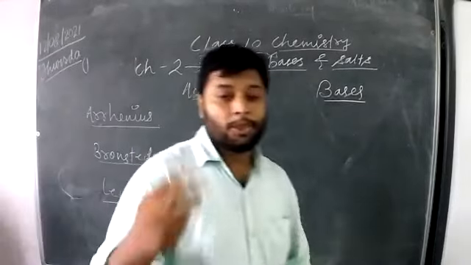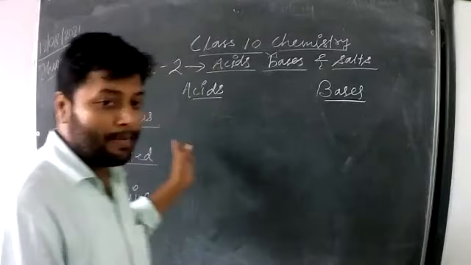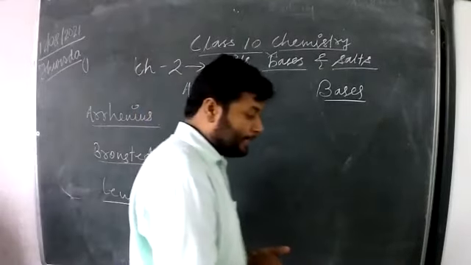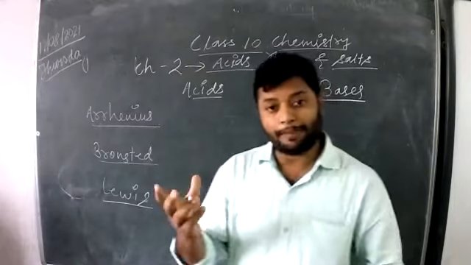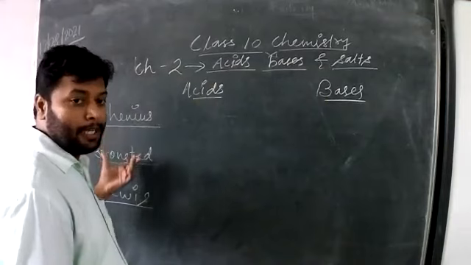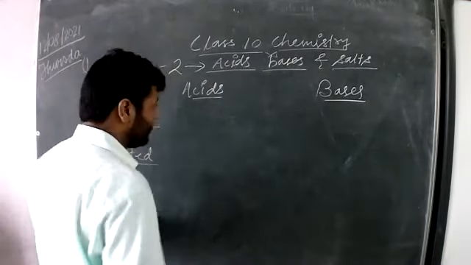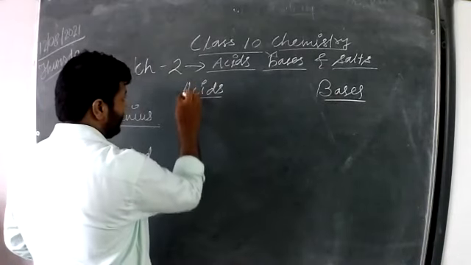There are three different theoretical definitions of acids and bases, named after the scientists who gave these concepts: the Arrhenius concept of acids and bases, the Bronsted concept of acids and bases, and the Lewis concept of acids and bases. So look at the concept first.